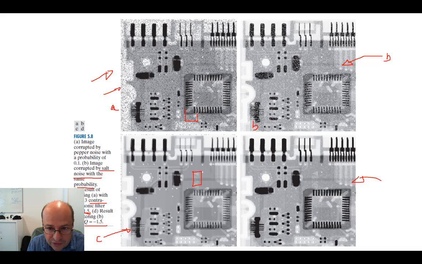So you see that the contraharmonic filter with 1.5 did a very good job on the pepper noise, and the other one, the contraharmonic filter with a negative coefficient, did a good job on the salt noise.